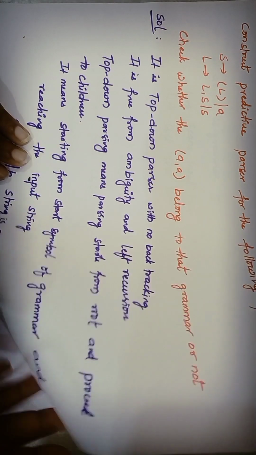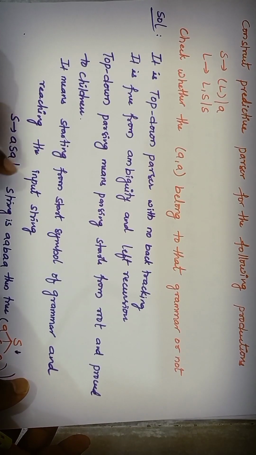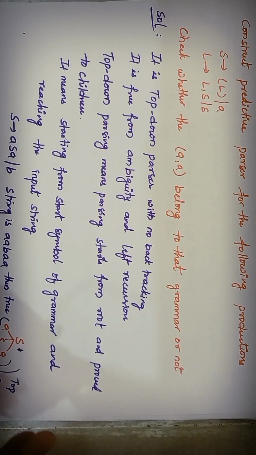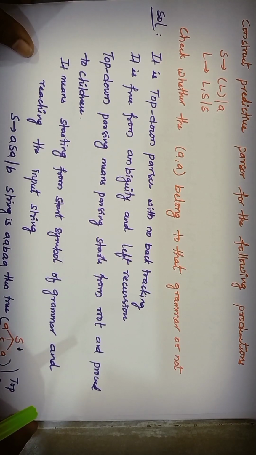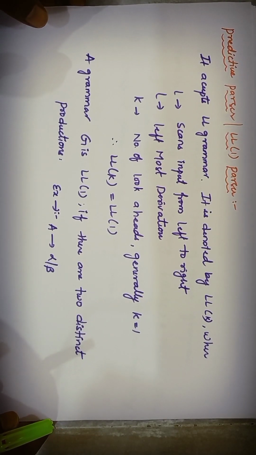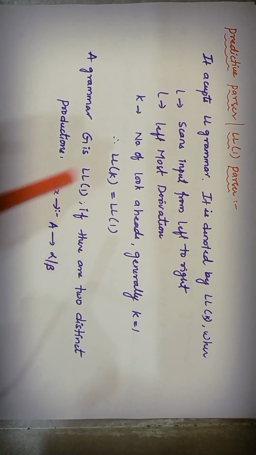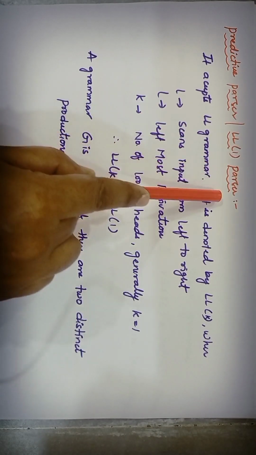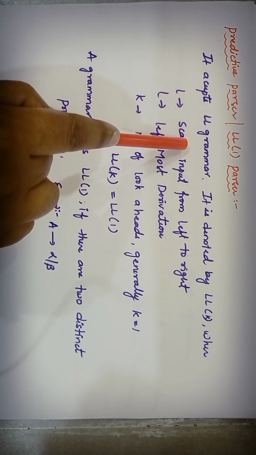Before that, we are going to see the predictive parser. We have to know what we mean by this parser. Actually this is a top down parser, without any ambiguity and without any left recursion. Top down parsing means the parsing starts from the root to the leaf. These are the points you have to remember. Next we are going to see what we mean by predictive parser, which is also called LL1 parser. So it accepts LL grammar.